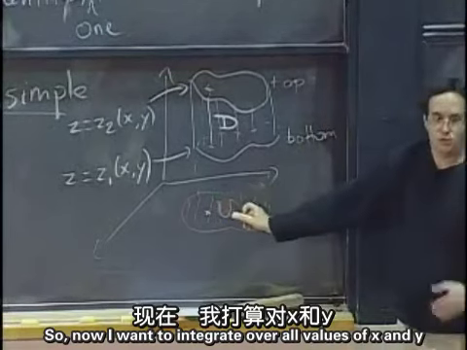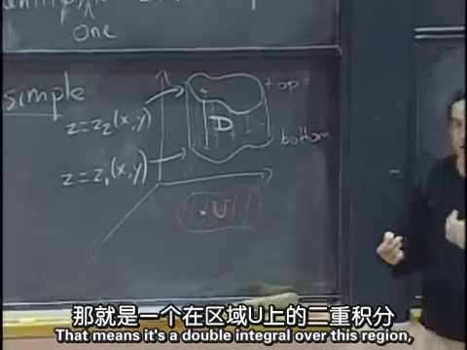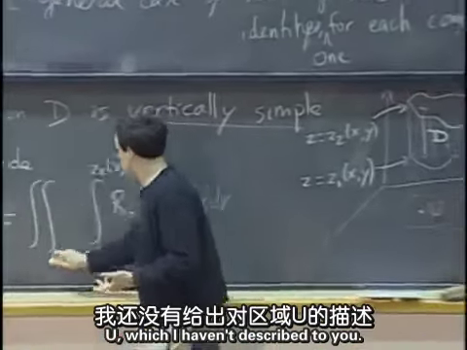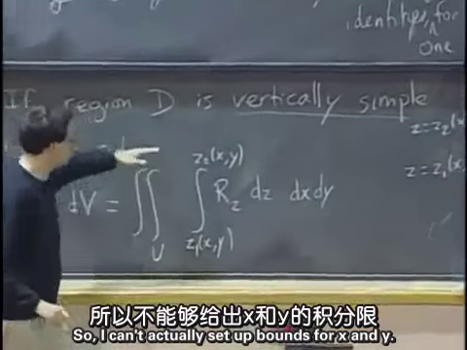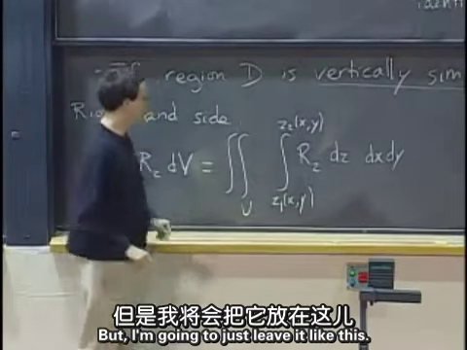So now I want to integrate over all values of x and y that are in the shadow of my region. That means it's a double integral over this region, U, which I haven't described to you, so I can't actually set up bounds for x and y. But I'm going to just leave it like this.